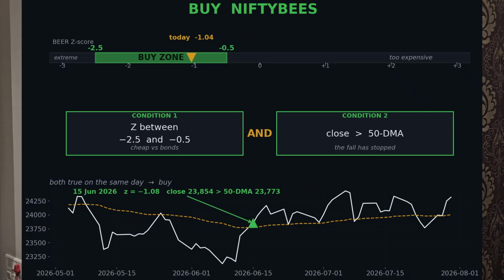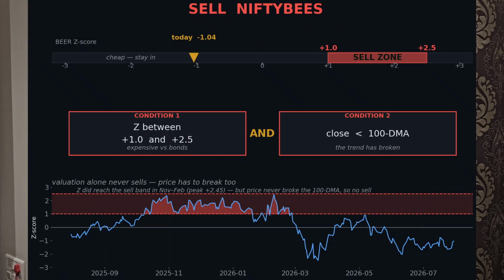Now I would like to explain to you the basic rules behind using this strategy. Number one is understanding the range of the bear Z-score. If you're in the buy zone, you have to stay between negative 0.5 to negative 2.5 as the buying range. And when you are trying to sell the Nifty, which is basically selling the Nifty Bees ETF, you try to sell it when the Z-score reaches between 1 to positive 2.5.